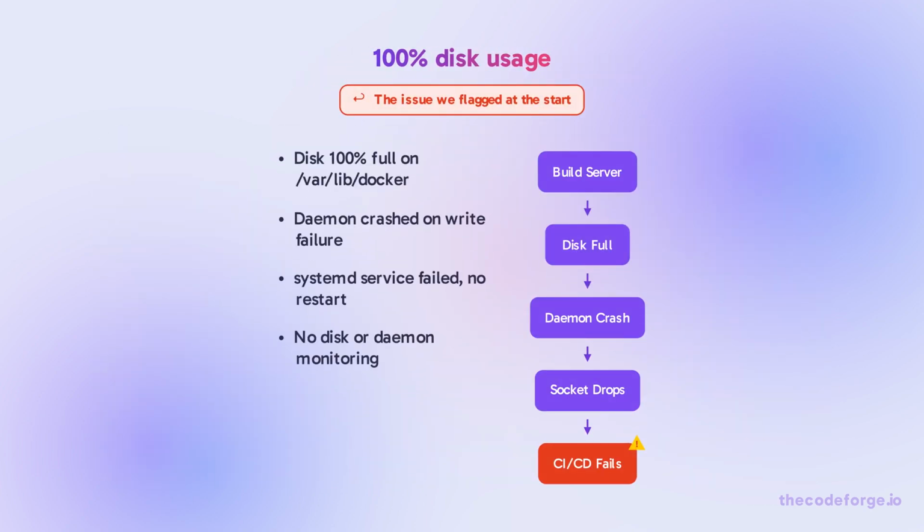This is the same issue we highlighted at the start. Here's exactly why that 6-hour outage happened. The build server's root partition reached 100% disk usage due to accumulated Docker images and build caches. When the disk filled, the Docker daemon crashed because it could not write to /var/lib/docker. The systemd service entered a failed state and did not auto-restart. No monitoring existed for disk usage or daemon health.